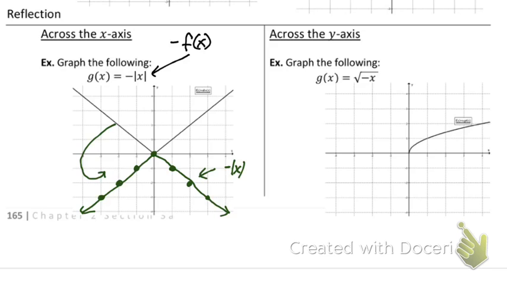So if I tack a negative sign to the outside of the parent function, it flips it one way. If I tack it on inside of the parent function, it does something slightly different. So that's going to go across the y-axis. That's going to be f of negative x, which is shown there.